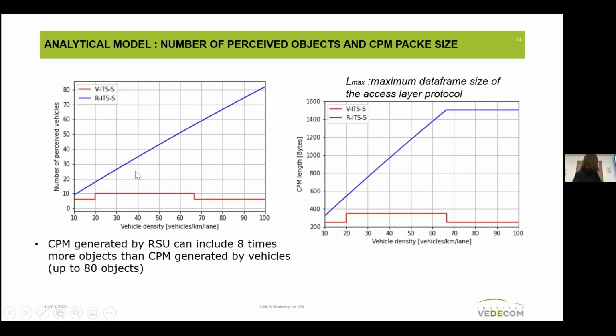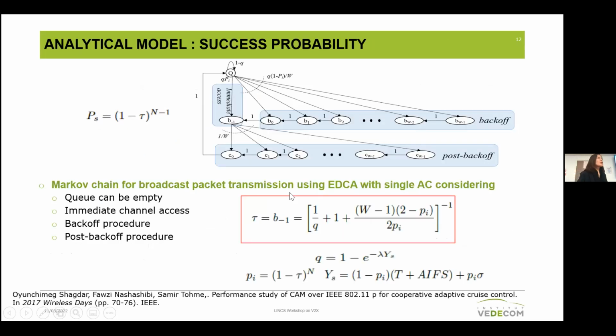But for a roadside unit, as our assumption is that there's no obstruction issue and so on, the number of perceived objects will increase with the increase of the density. Now, in reality, from the communication point of view, we have this data frame size. Now we are interested in calculating.